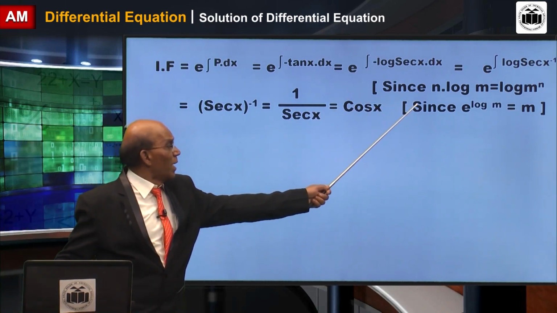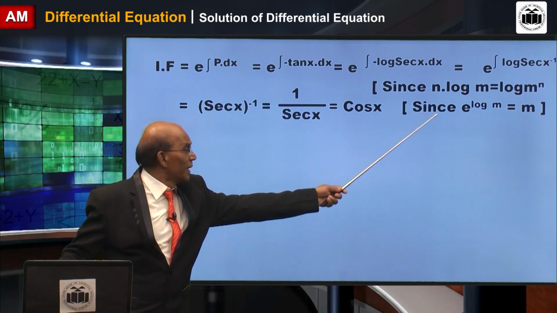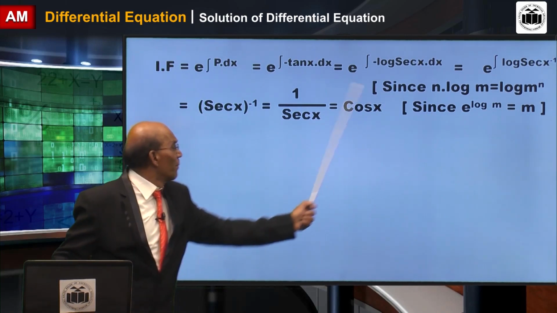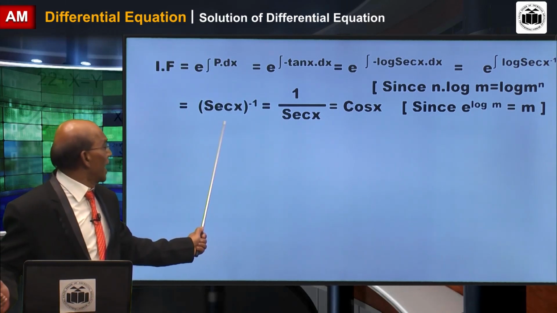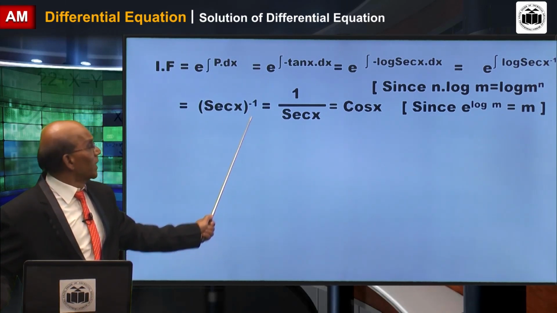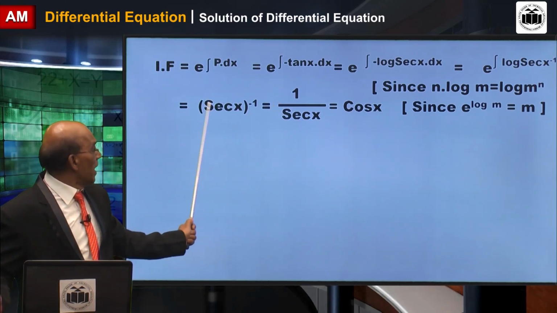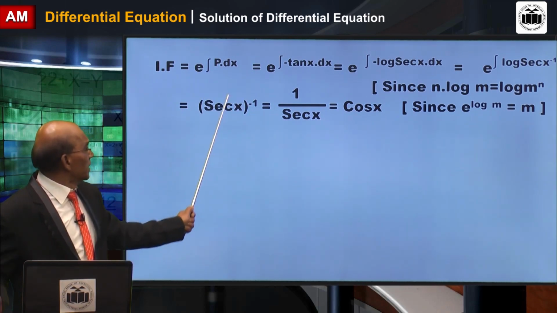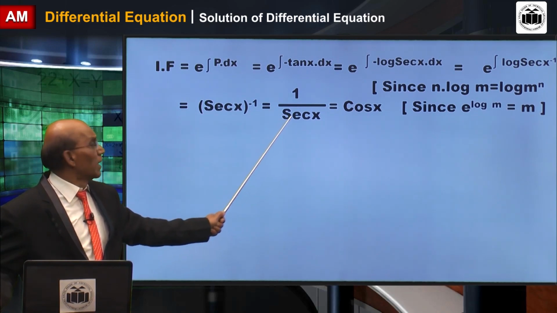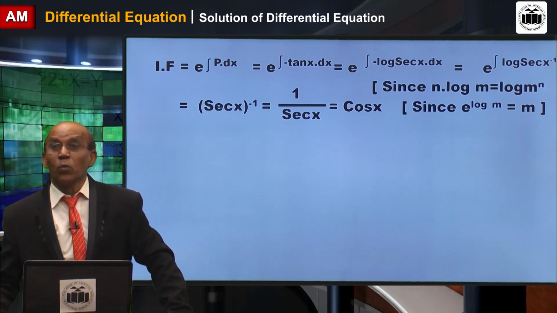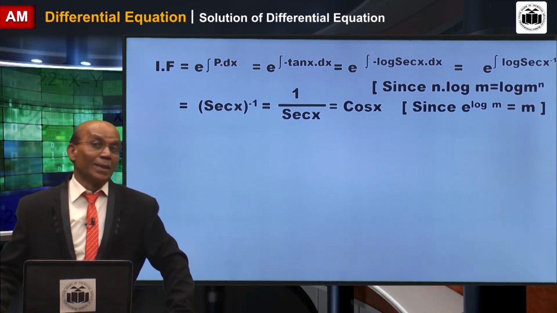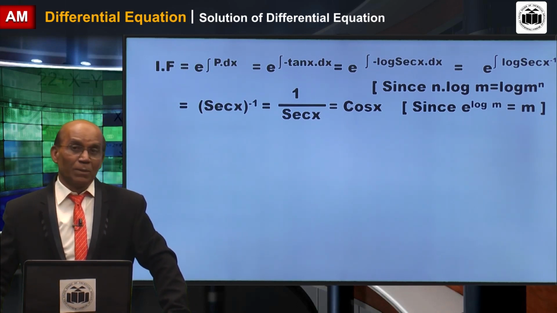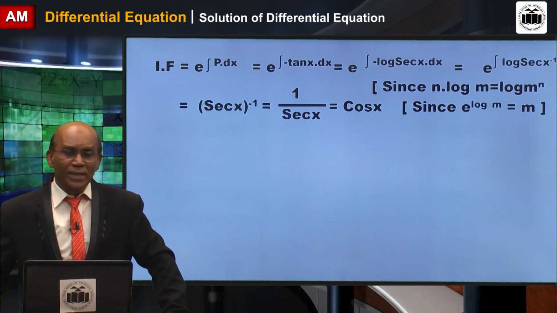Since n log m equals log m raised to n, then again we come to e raised to log m equals m, and your answer is sec x raised to minus 1. We convert that as 1 by sec x. Students can make a mistake here: we can write 1 by sec x, and now 1 by sec x is one of the standard forms in trigonometry, that is 1 by cos x is sec x, then 1 by sec x equals cos x.